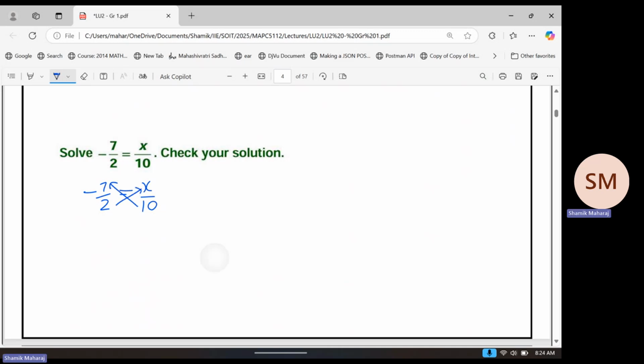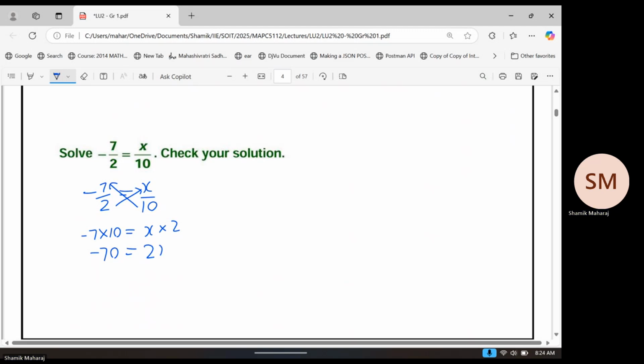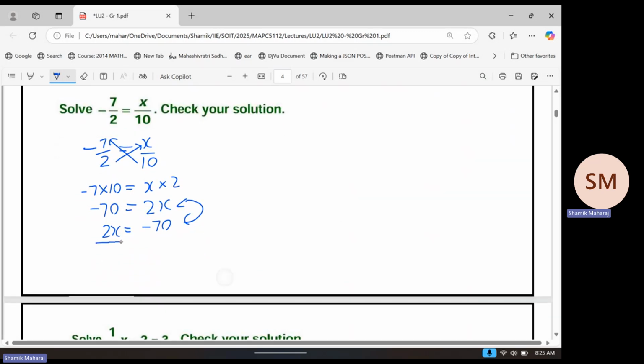So negative 7 times 10 is equal to x times 2. On this side, we get negative 70. On this side, we get 2x. Some people prefer to write it the other way, which is fine: 2x is equal to negative 70. These two are the same thing, it looks nicer with the x on that side. Then we divide by 2 on both sides. The 2's cancel on the left. On this side, we get negative 35. Okay, that's one way to do it.